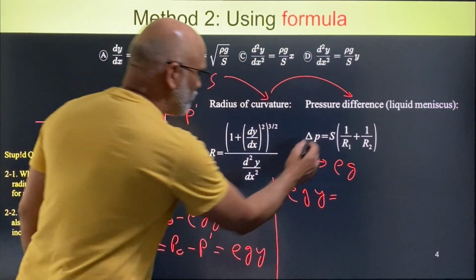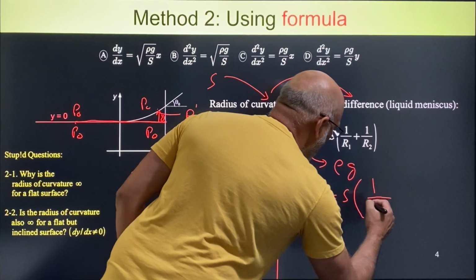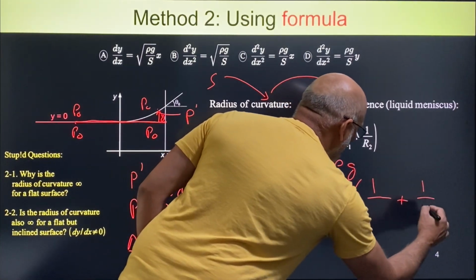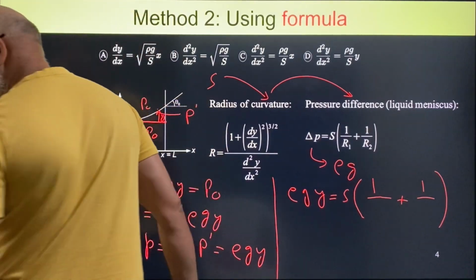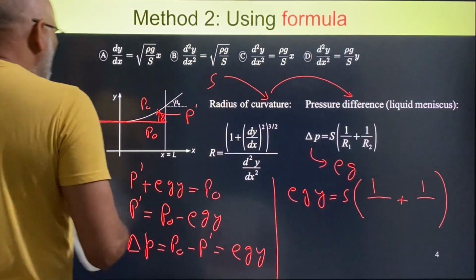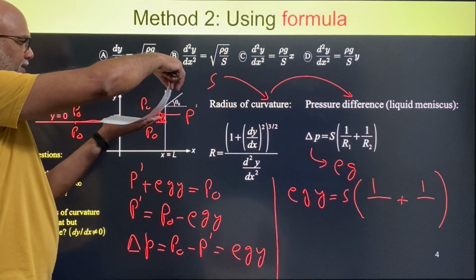This is going to be equal to surface tension times 1 over the radius of curvature, I'll get back to that, plus 1 over the other radius of curvature. So if you look at the liquid meniscus, let me see if I can find a paper. Okay, let's consider this is the liquid meniscus. So it is something like this.